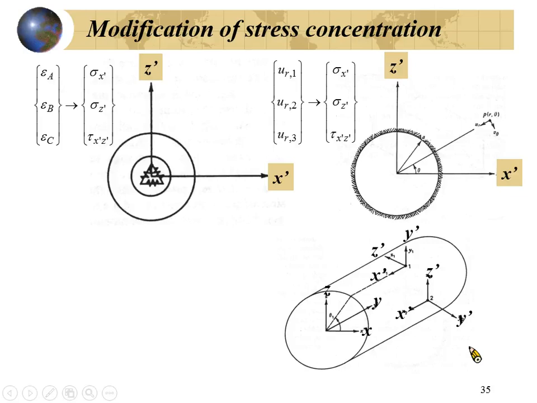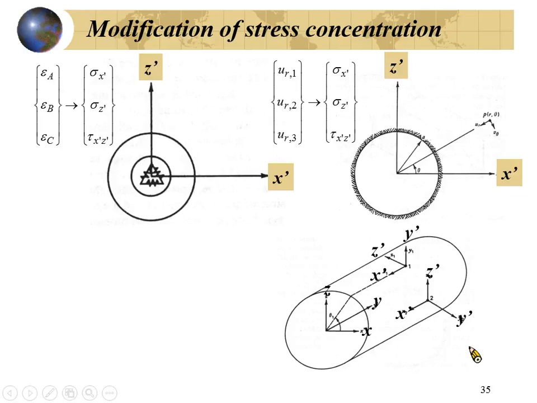The same thing for the surface relief. You can determine the sigma x prime, sigma z prime, tau x prime z prime. So you will have the point 1, for example here. The y always directs into the tunnel wall.